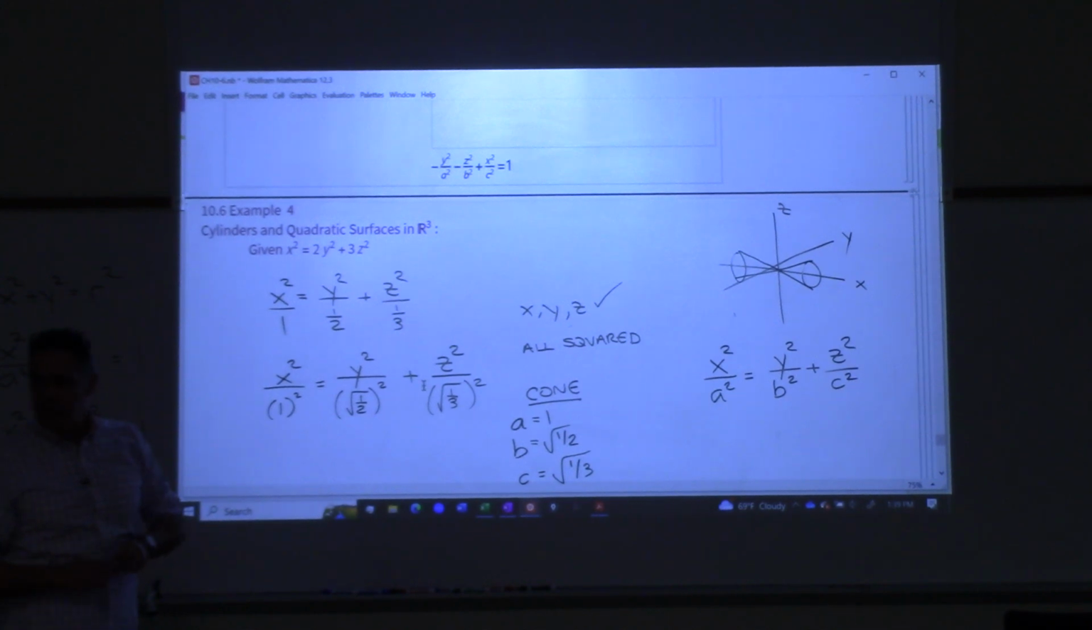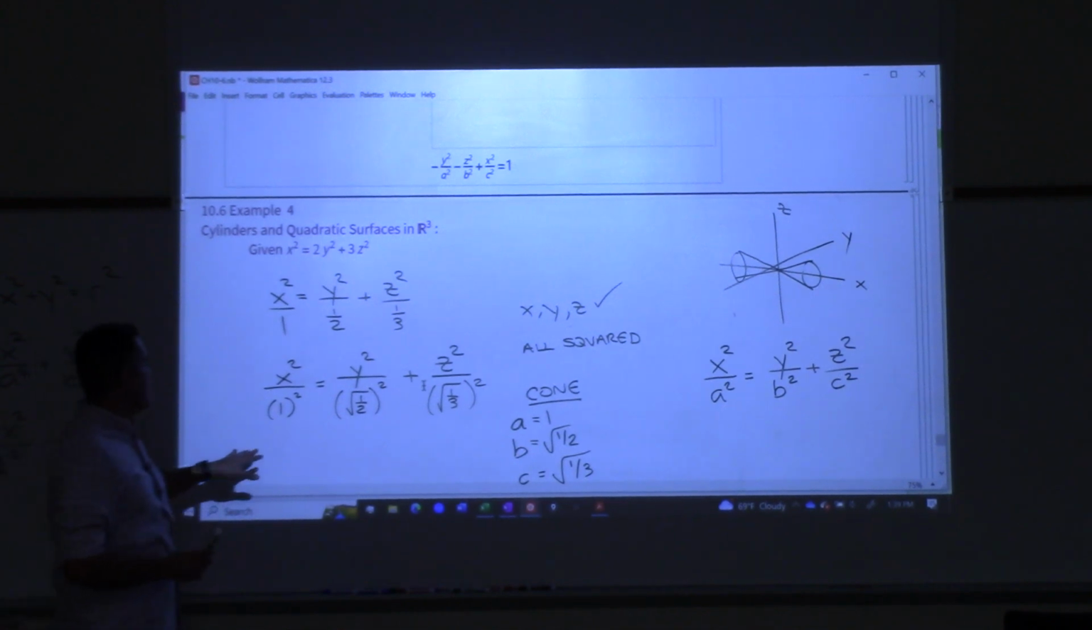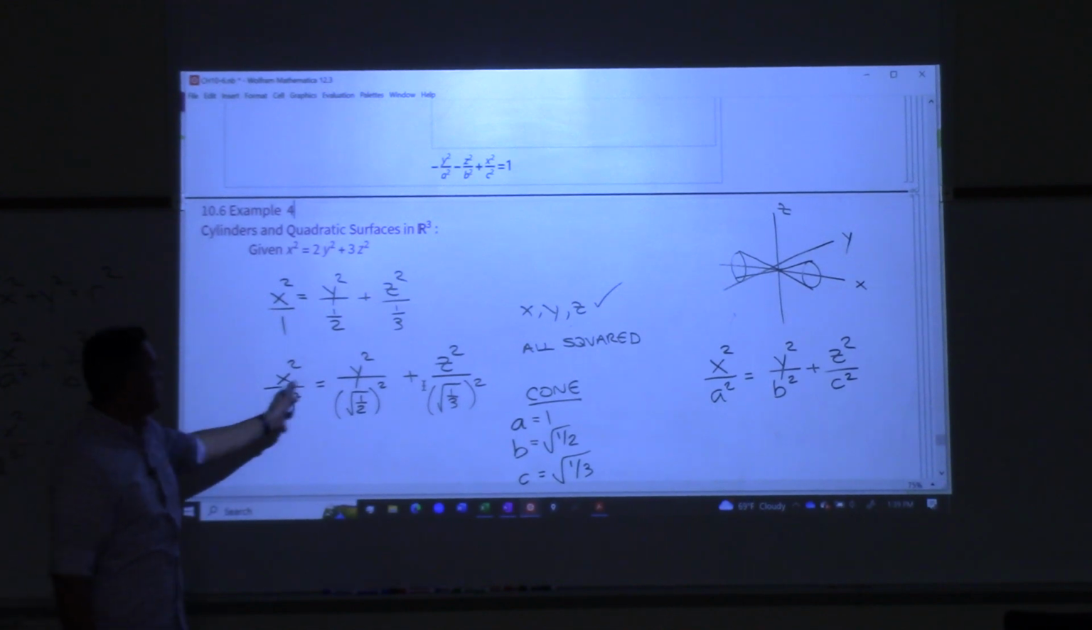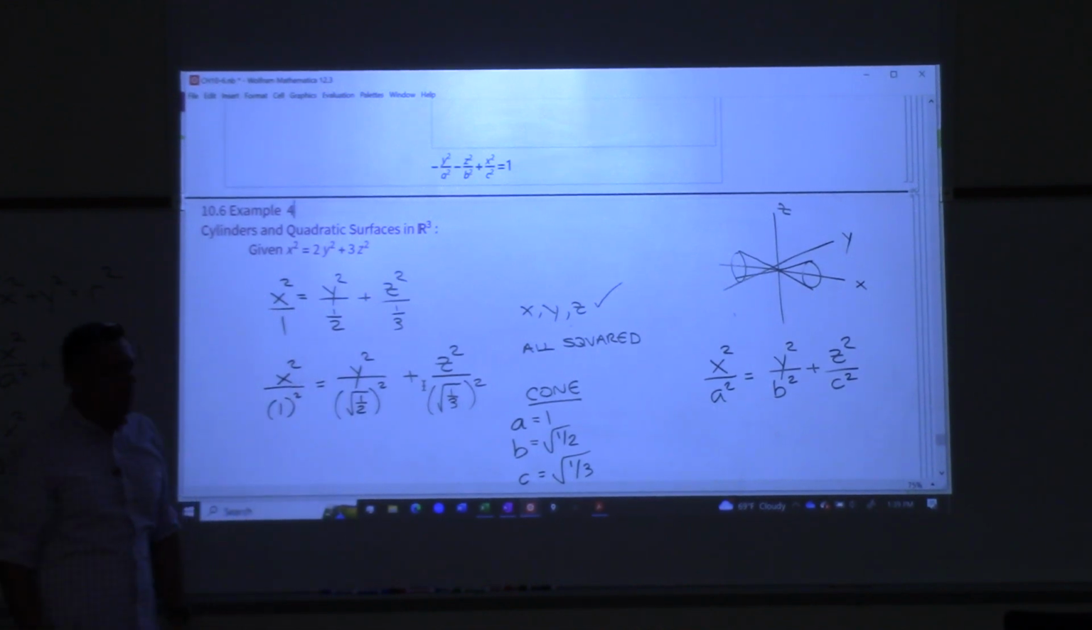I didn't ask for a sketch, but that's just me realizing what it kind of looks like. Yes? Would you just be able to divide by 6 on both sides? Divide by 6 on both sides, and with 2 and 3, then you just square root the denominators. Yeah, that's just a scalar multiple of this equation. Oh, okay. You can multiply both sides. It would be a different way of getting the same thing.